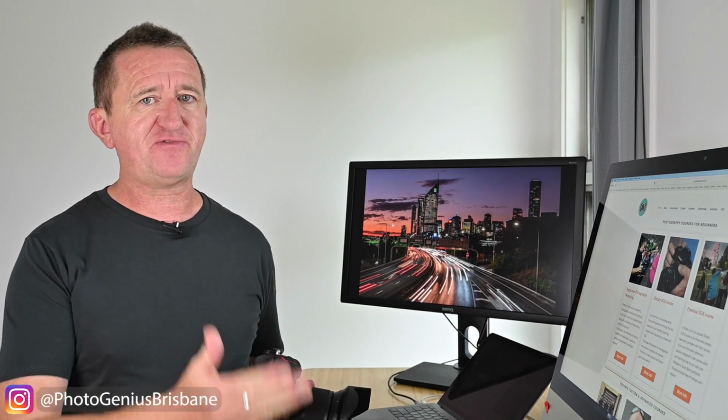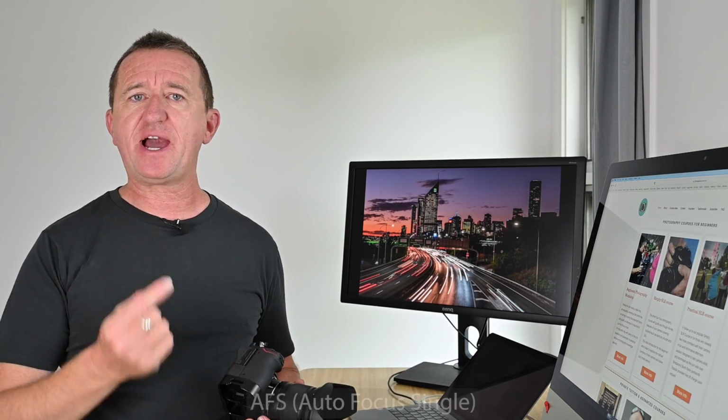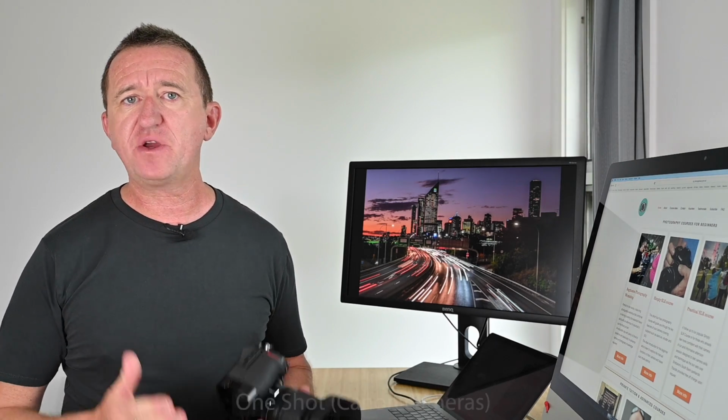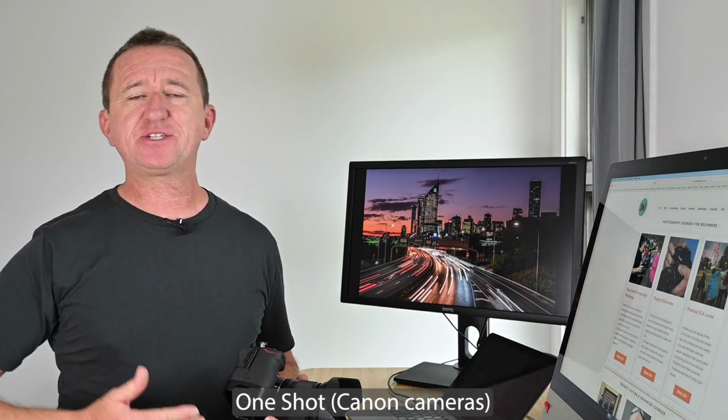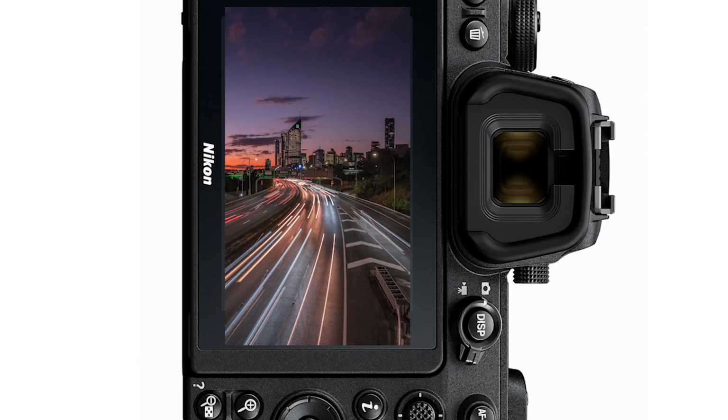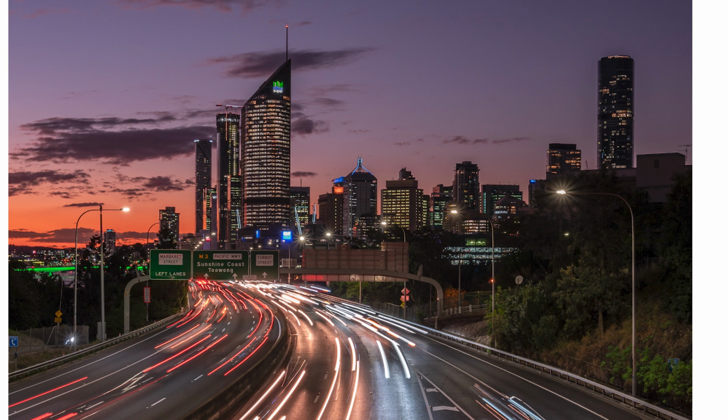The next step was to focus. Now I chose to use the AFS autofocus single focus mode, which if you've got a Canon camera is one shot, because once again that's the perfect focus mode for non-moving subjects. And if you look at the image, which is pretty much an urban landscape image, with the exception of the traffic on the road, everything else is static and non-moving. With my Nikon camera turned on its side, the next step of course is deciding where to focus, and I chose to go for the road signs above the freeway.